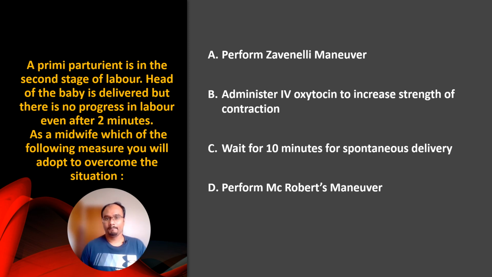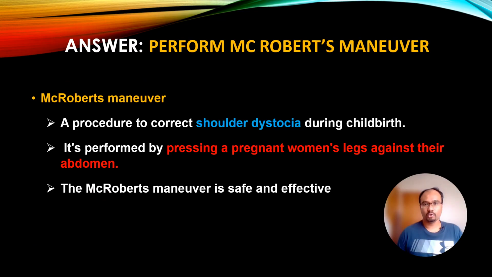And the options are perform Zavanelli maneuver, administer IV oxytocin to increase the strength of contraction, wait for 10 minutes for spontaneous delivery, perform McRoberts maneuver. And the correct answer is perform McRoberts maneuver. So let's see what is McRoberts maneuver. It is a procedure to correct shoulder dystocia during childbirth, and it is performed by pressing a pregnant woman's legs against her abdomen. So it is safe and effective.